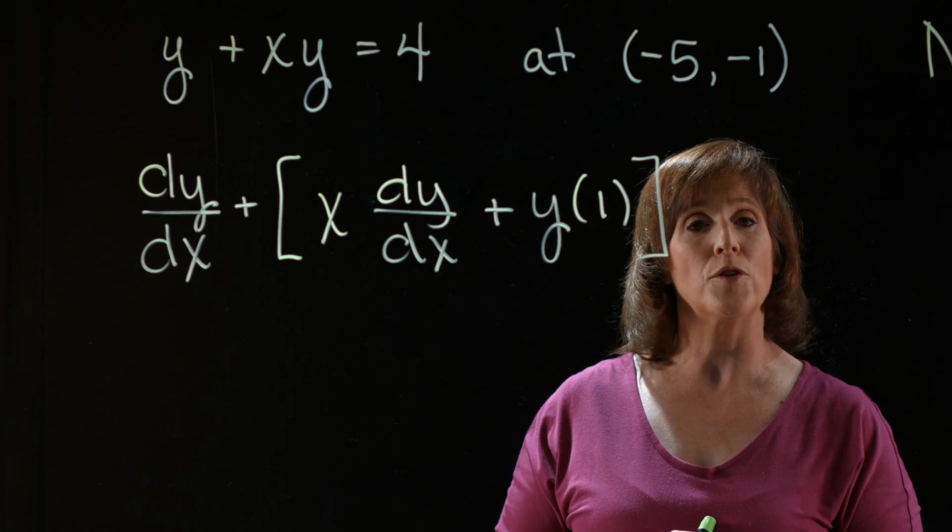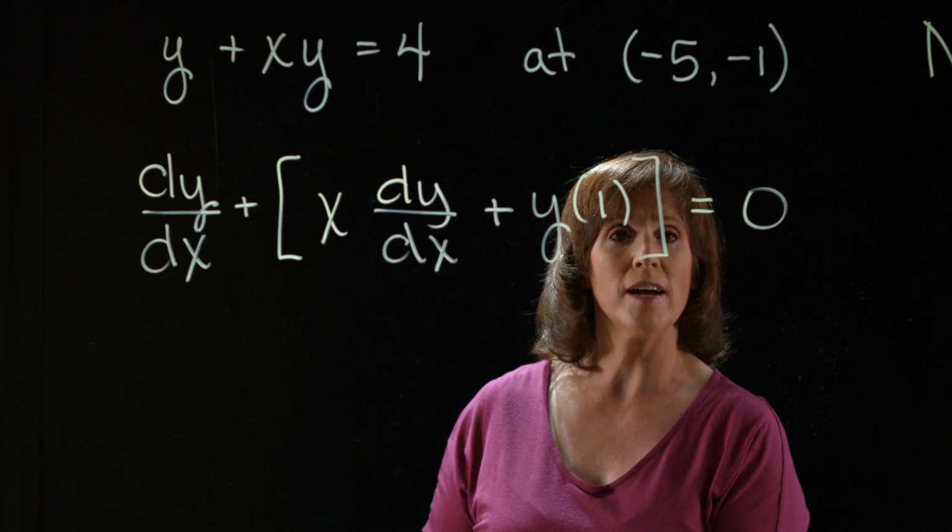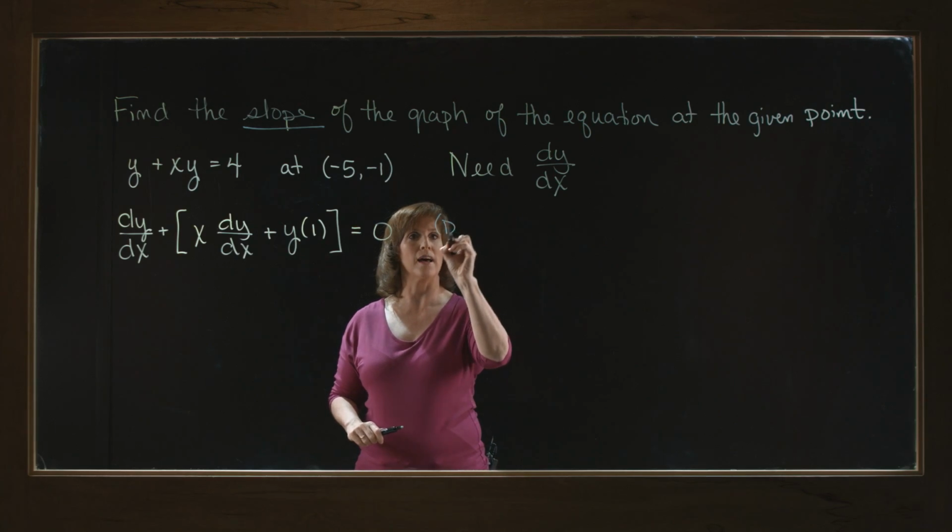Next, I have to take the derivative of the right-hand side. Well, the derivative of a constant is always 0. So what have I done? I've differentiated both sides.